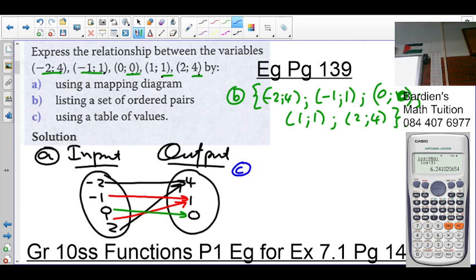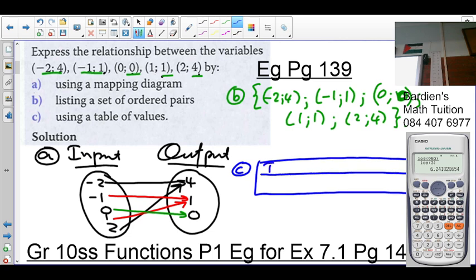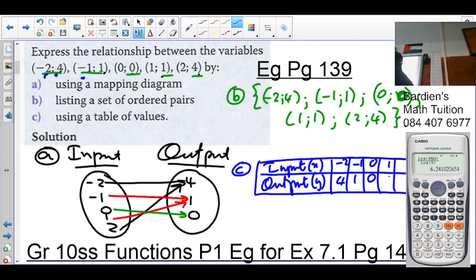In C, they ask you to use a table of values. So you have your table: your input and output. Your input is normally x and then your y. So -2 corresponds with 4 as your y. x is -1 corresponds with 1. 0 and 0. 1 and 1. 2 and 4. Do you all understand?